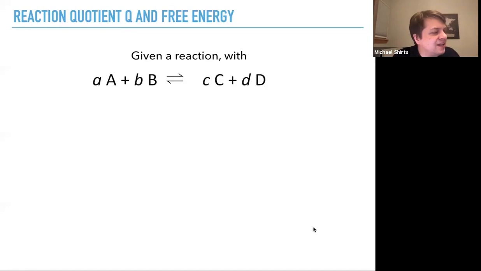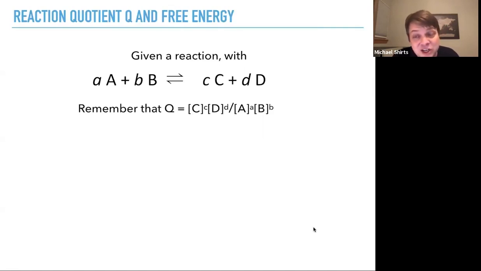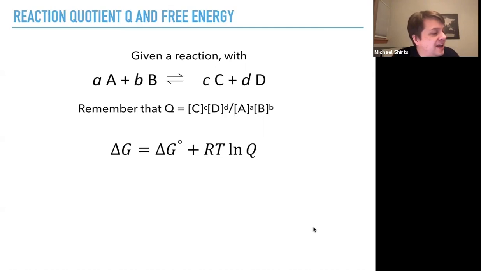And it turns out that given a reaction with the reaction stoichiometric coefficients, remember that reaction quotient, and this is the reaction quotient at any concentration, not just the equilibrium concentration, that's the distinction between K and Q, then the free energy is equal to the standard state free energy plus RT log Q. And we won't prove that, but we can squint at it a little and see why it makes sense. So if Q equals 1, then the delta G is equal to delta G standard state, right?